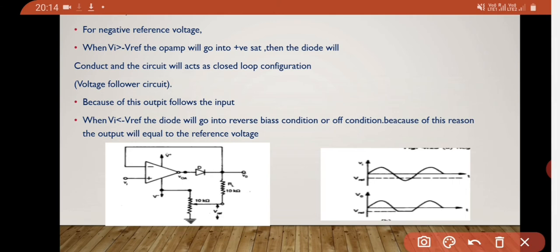Whenever Vi is less than minus Vref, the diode is off and the output is equal to the reference voltage. What is the output? That is equal to the reference voltage.